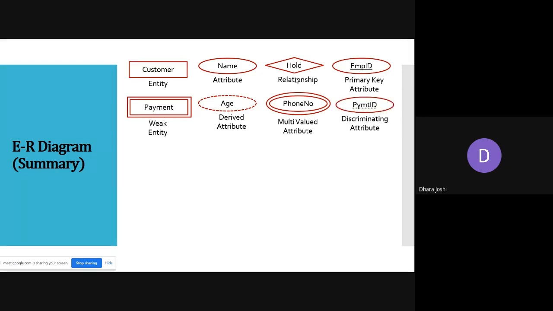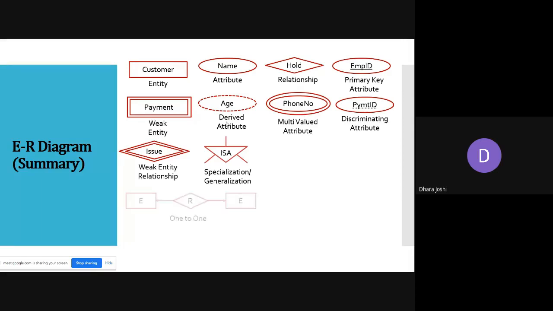This is the discriminating attribute or discriminator. It is an attribute, so it uses the attribute symbol, and for the discriminator we have a dashed line. Weak entity relationship: for a relationship, we have the diamond symbol, and for a weak one we have a double diamond symbol. Specialization or generalization uses this symbol, ISA. If we are looking from bottom to top, multiple different entities can have one general term, so it is called generalization. And if we are looking from top to bottom, one entity can have special entities, which is specialization.